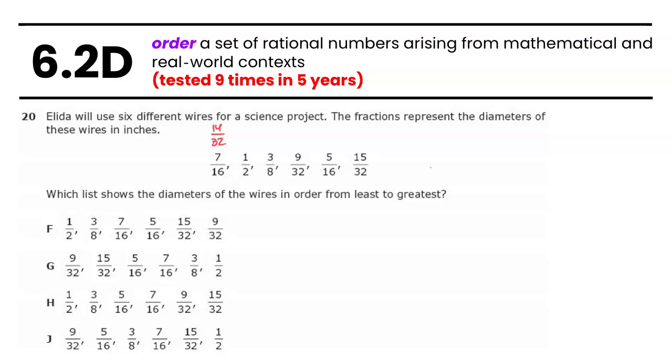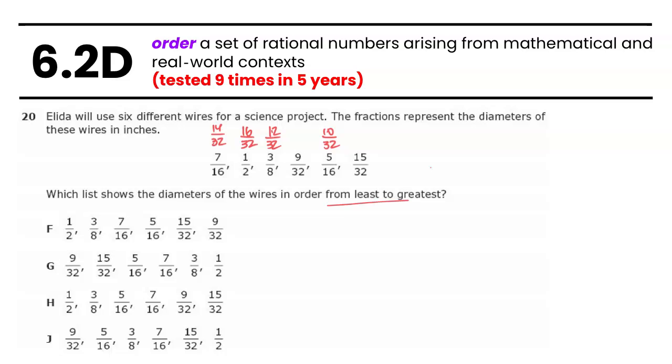For the second fraction, we would need to multiply by 16. 2 times 16 is 32, and so 1/2 is going to be 16 over 32. For the third fraction, we would need to multiply by 4, and so that's going to be 12 over 32. The fourth fraction is already in terms of 32 in the denominator. Then 5 over 16, we would have to multiply by 2, so that's going to be 10 over 32. And then finally 15 over 32.